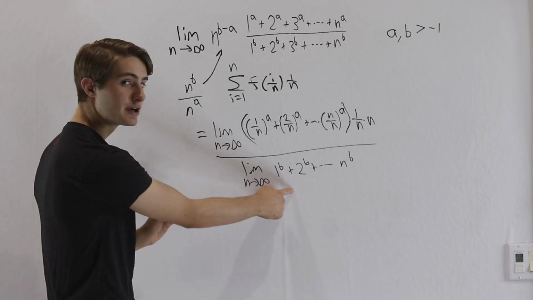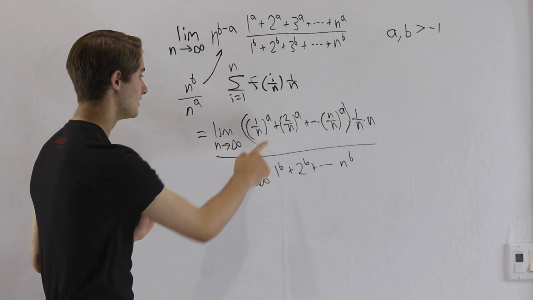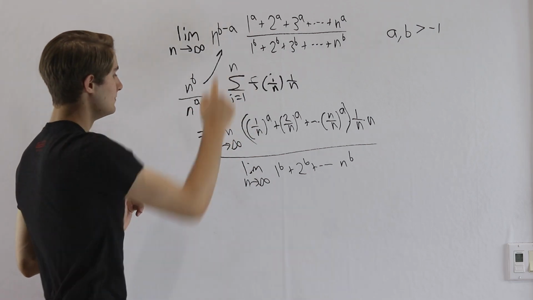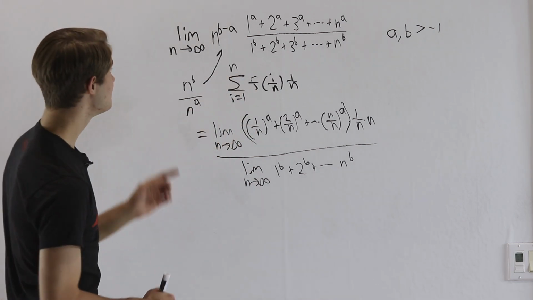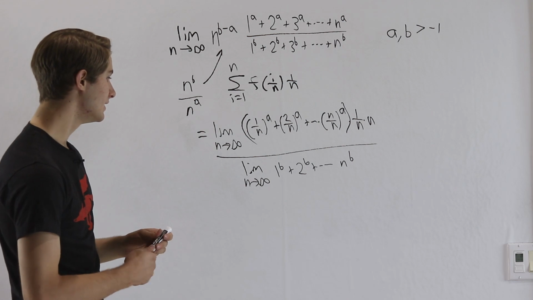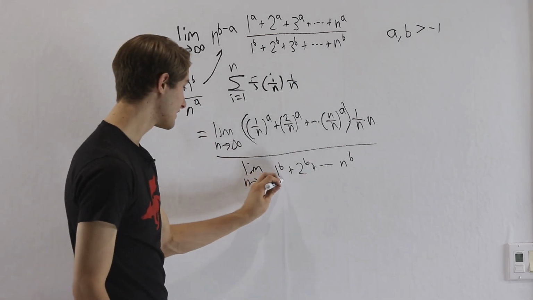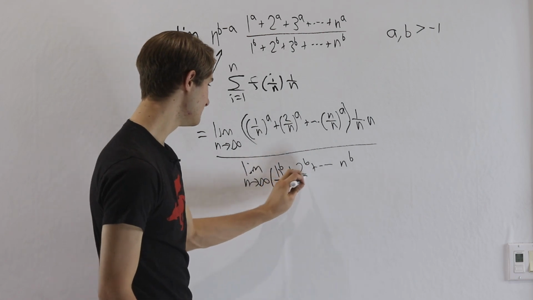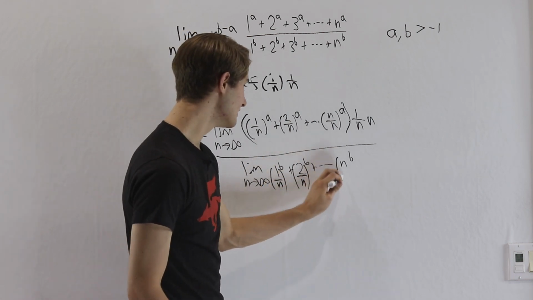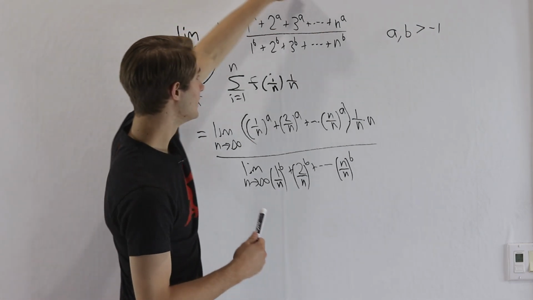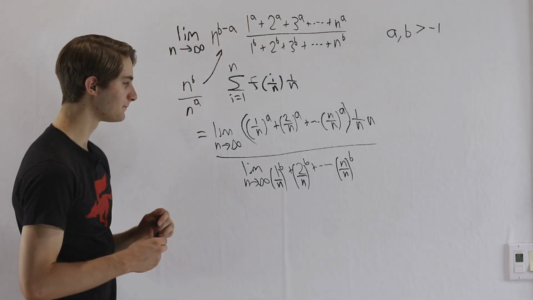Can we do a similar process on these b's as we did on the a's? I think so, because notice that we have this n to the b that we were missing. But remember that n to the b in the numerator is the same as dividing by n to the b in the denominator. So we can actually write this as 1 over n to the b plus 2 over n to the b, and then plus n over n to the b. And now we've accounted for everything in this limit right here.